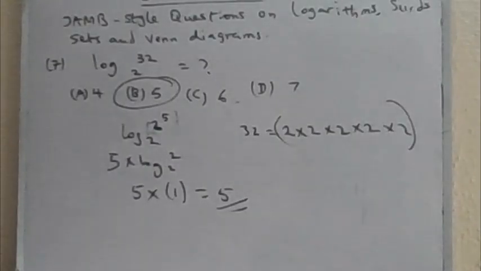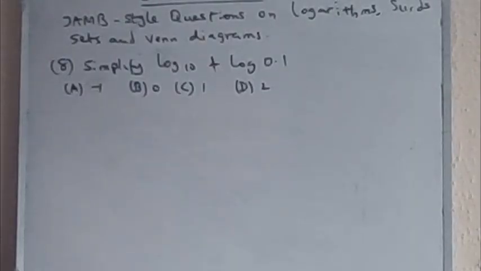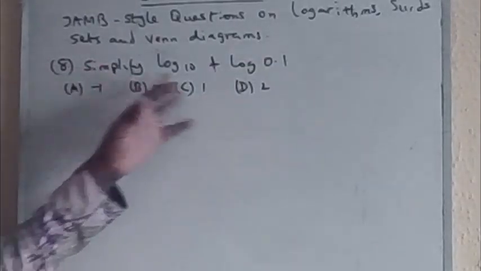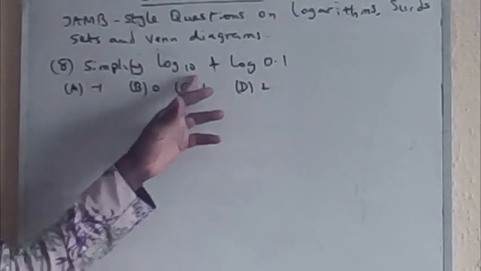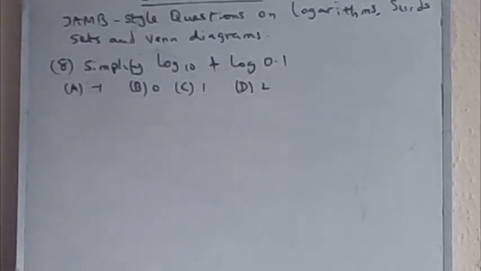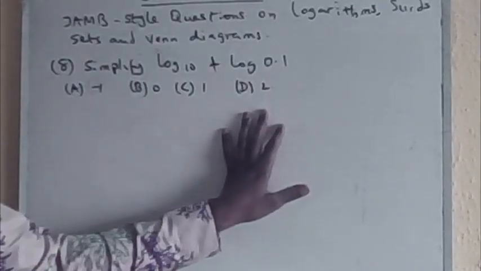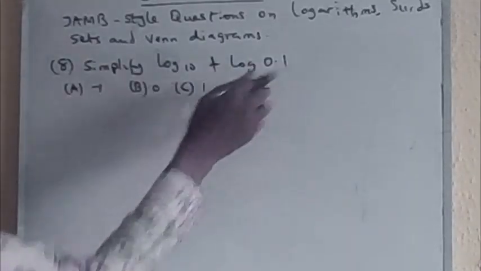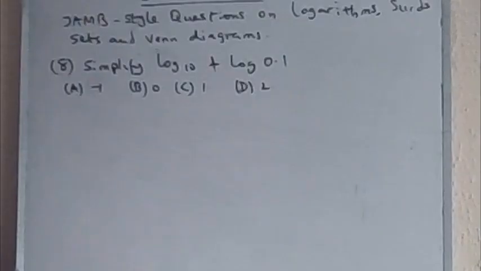So another JAMB question, possible question for this year, is simplify log 10 plus log 0.1. These are the options that we are looking at. They are all in base 10. We are assuming base 10. If we are not given any specification, we are assuming base 10.